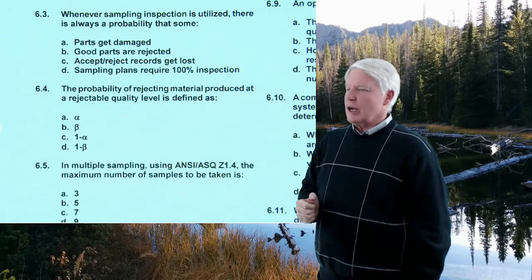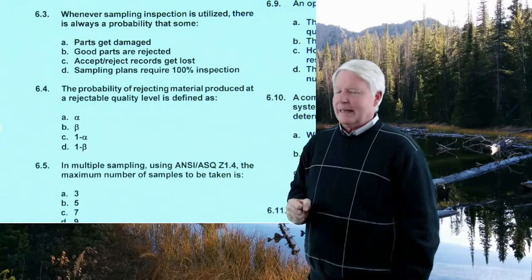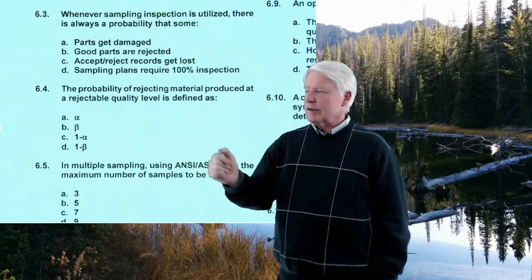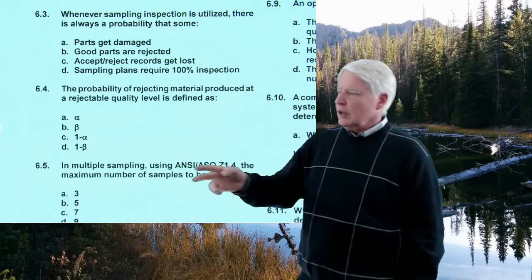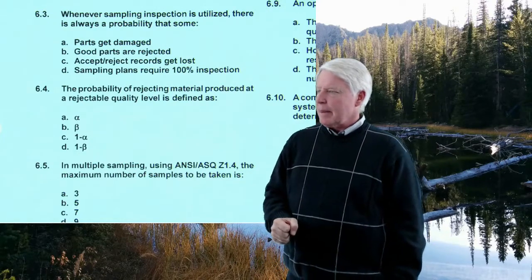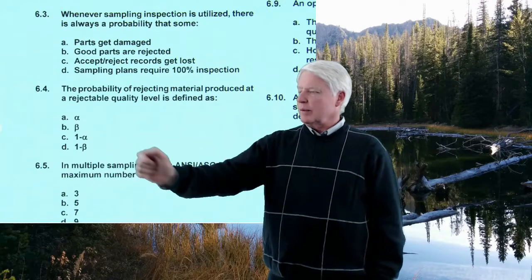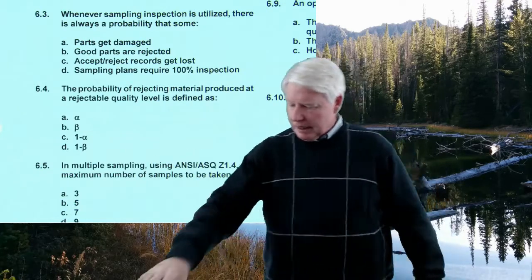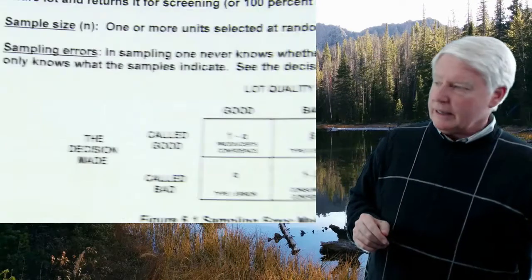The probability of rejecting material produced at a rejectable quality level is defined as, I already know it's 1 minus beta, because you rejected it and it was a poor quality level, so you were supposed to reject it, so you made the right decision. Whenever you make the right decision, it's going to be 1 minus something. And when it should be rejected and you reject it, it's 1 minus beta. When it's good and you accept it, it's 1 minus alpha. But I'm going to show you on this table. This table is very important for this part of the test.